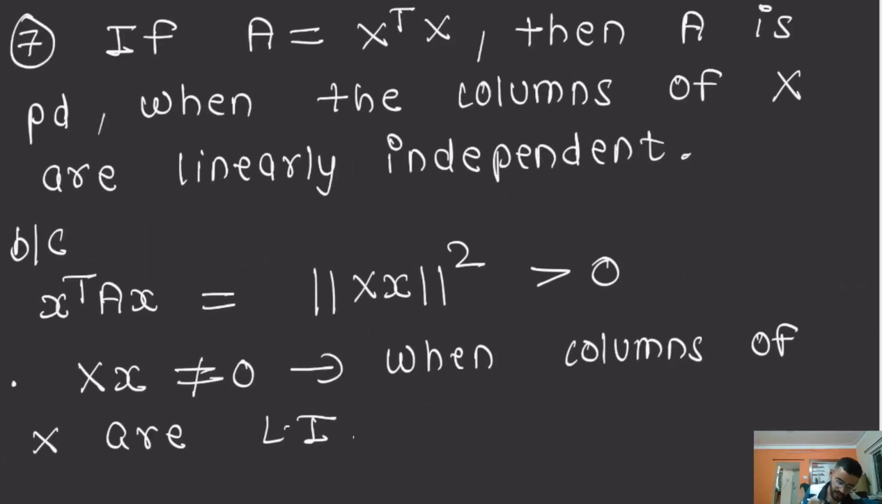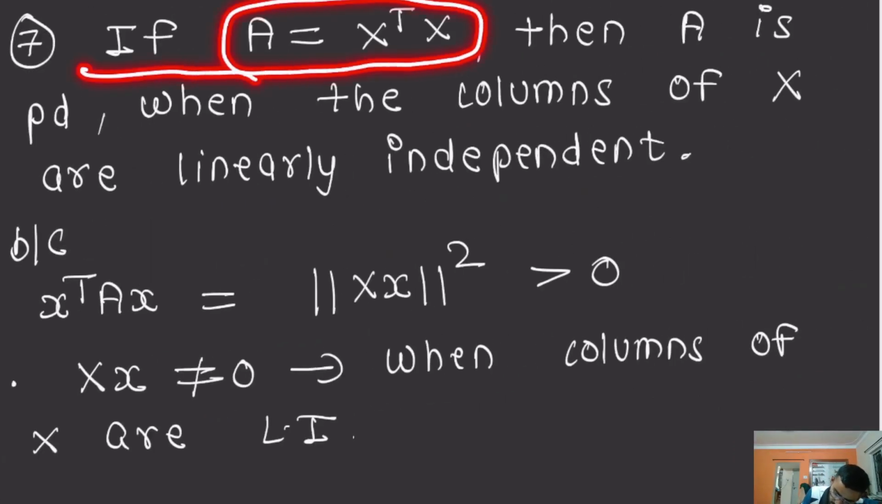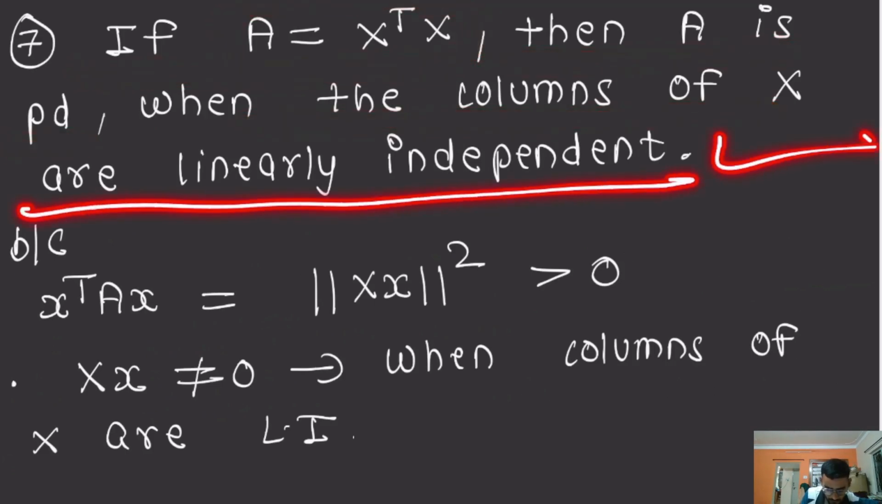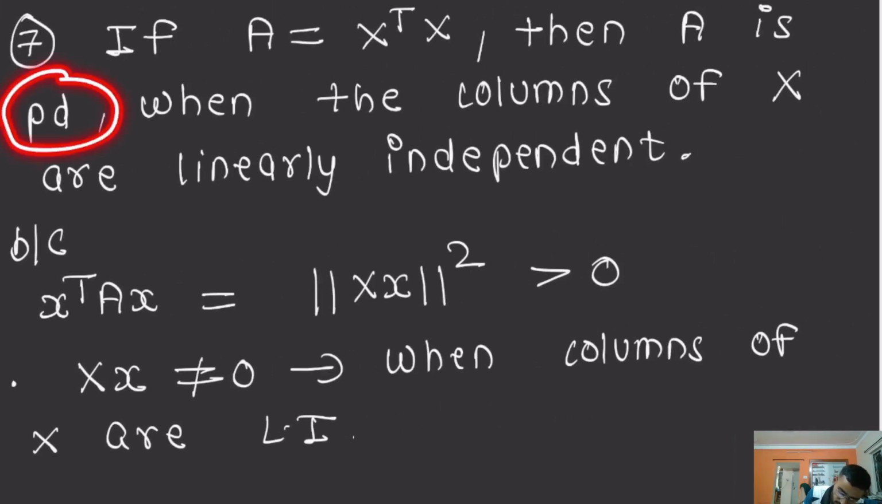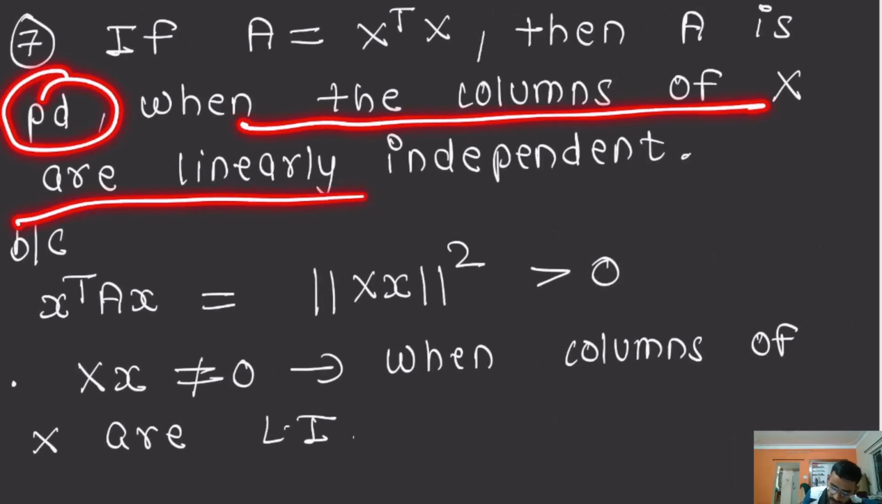Another one: if A can be written as X transpose X, then A is positive definite when the columns of X are linearly independent. If A can be written as X transpose X, irrespective of whether the columns of X are linearly independent or not, A is always positive semi-definite. But A is positive definite only when the columns of X are linearly independent.